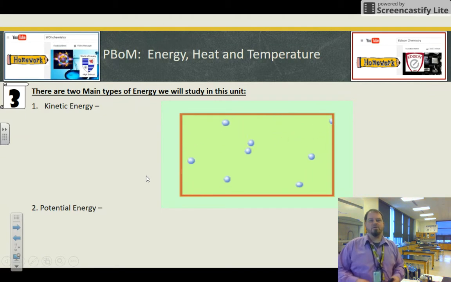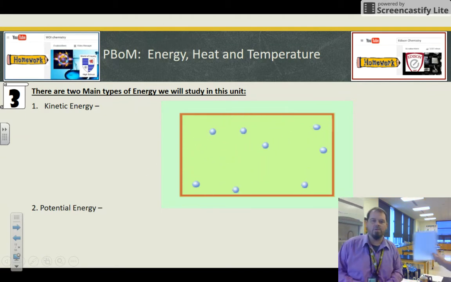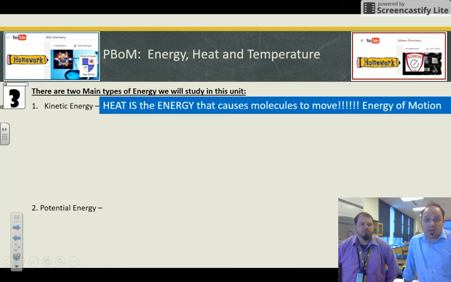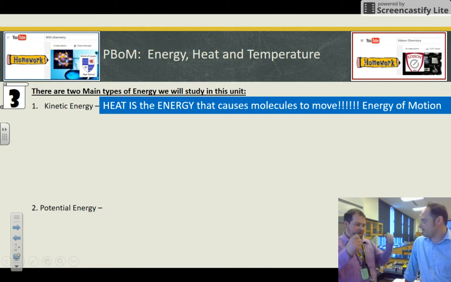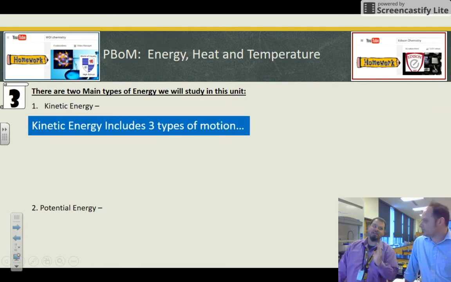Here are some gas particles in a closed container moving all around. They have what we call kinetic energy. It's energy that causes molecules to move. Heat is energy, pure energy, the type of energy that makes molecules move. This is something we should inherently know: if something is moving and I heat it up, it's going to move faster.